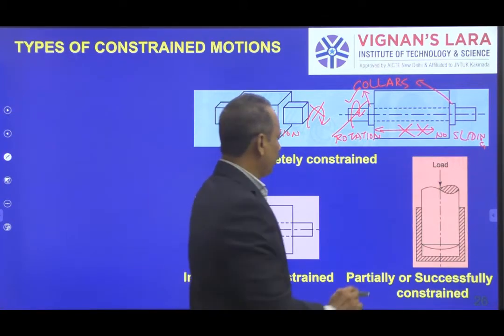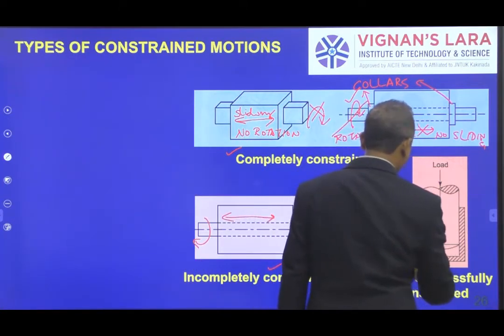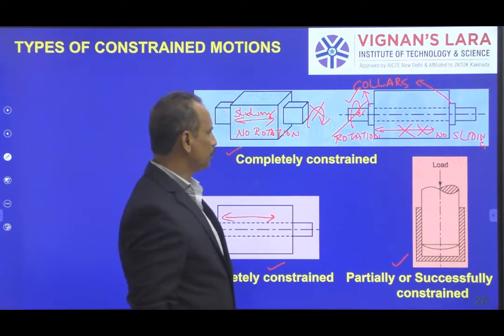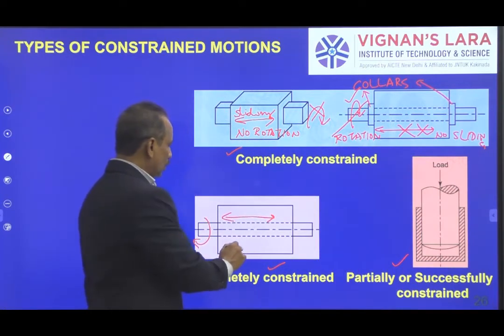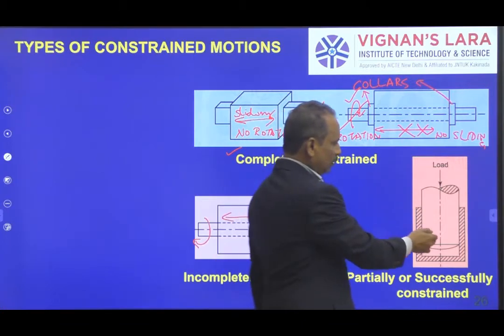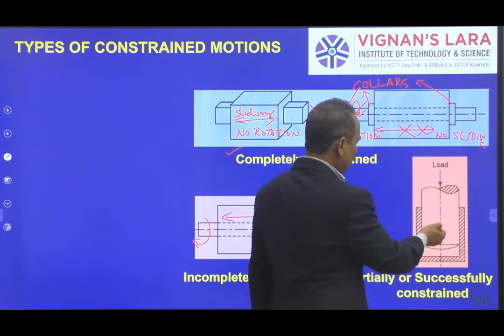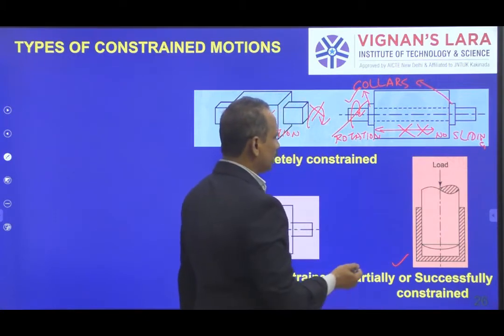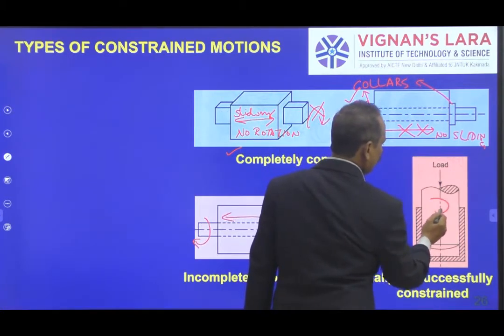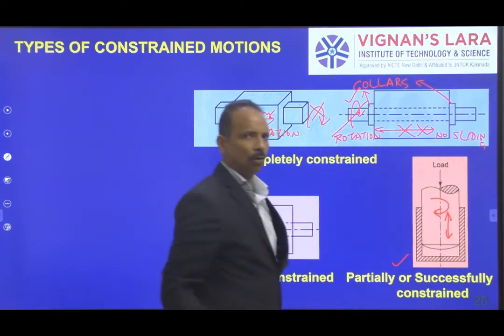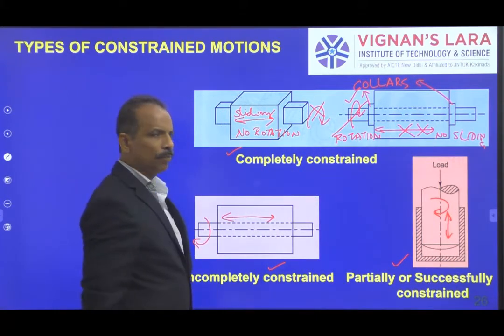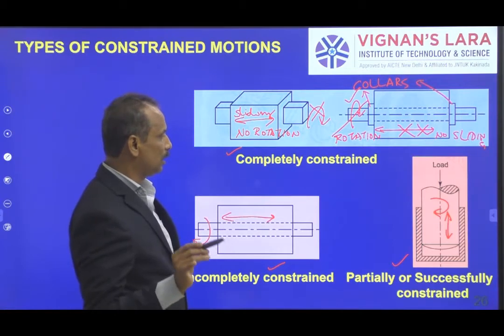And finally, partially or successfully constrained. Here you can see there is a shaft placed vertically in a bearing. As far as the geometry is concerned, you can say this can roll and this can reciprocate also, so it would come under incompletely constrained, but it is not so.